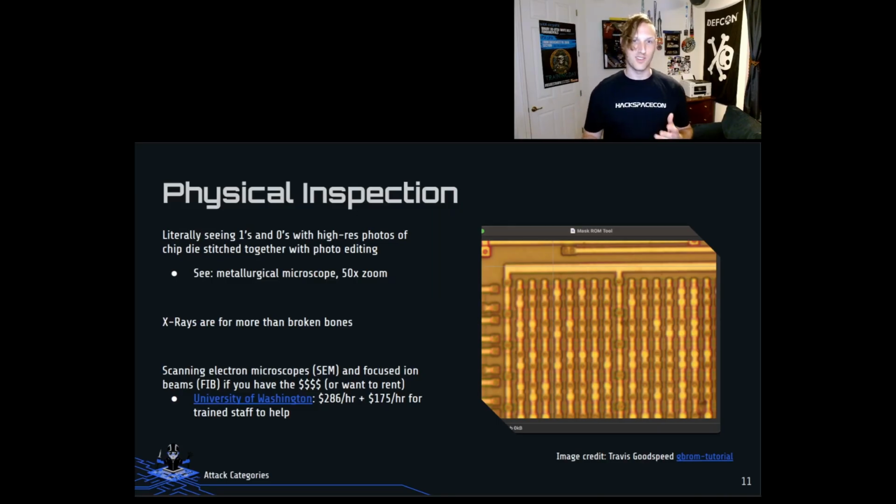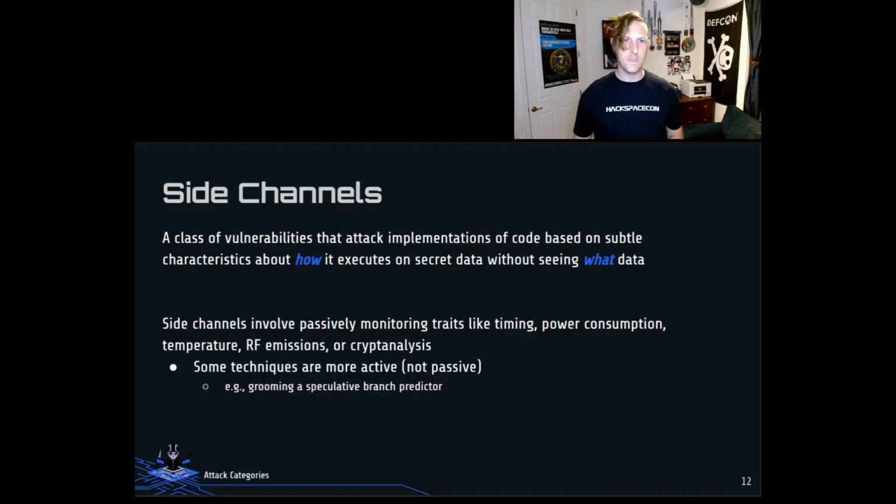If you have the money, you can of course stand up your own lab, have your own expensive ion beam machine, but you can also rent one. And there are some going rates at the University of Washington as of about March 2026, and even help that you can get by renting some staff to help you work the machine.